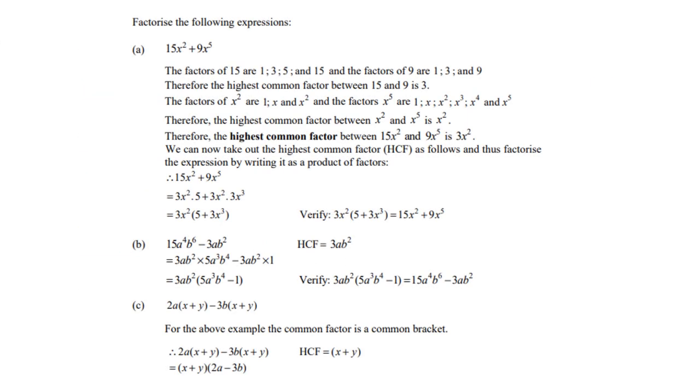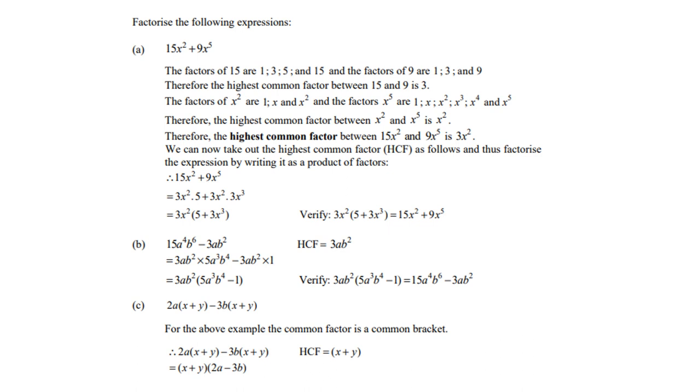Let's look at the following example. We must factorize 15x squared plus 9x to the power 5. So the factors of 15 are 1, 3, 5, and 15. And the factors of 9 are 1, 3, and 9. So therefore, the highest common factor between 15 and 9 is 3, and not 1. Remember, we are not choosing 1. We rather choose the highest one, which is 3.